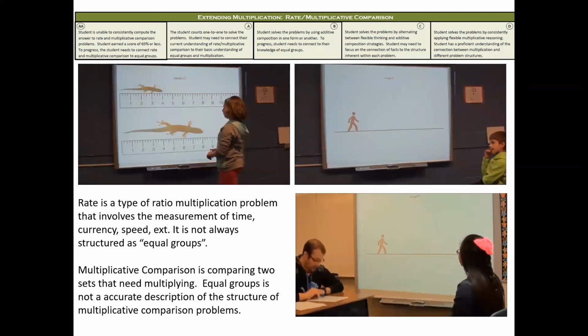2. A man can walk 5 miles in 1 hour. How many miles will he walk if he walks for 6 hours? 30. How'd you figure that out? 5 times 6. Okay. You're a good listener, Caitlin.